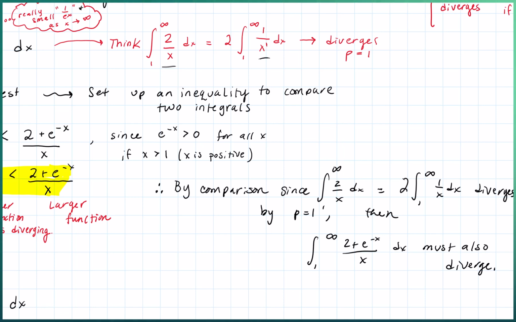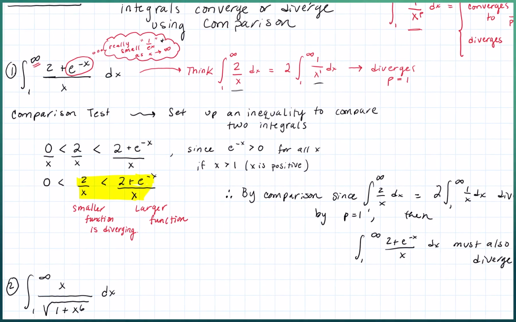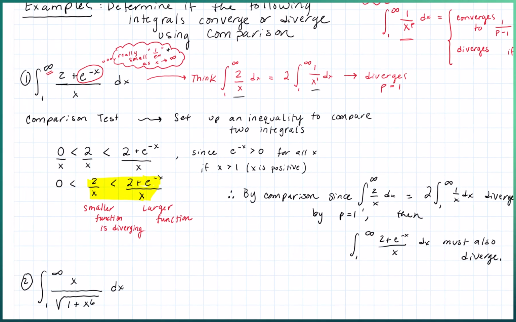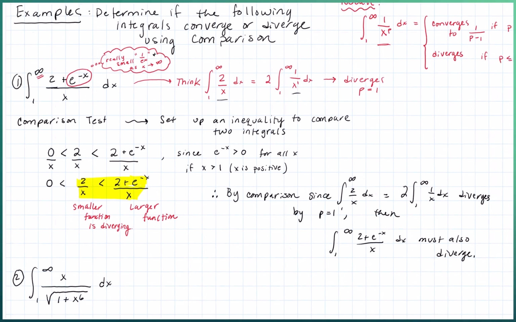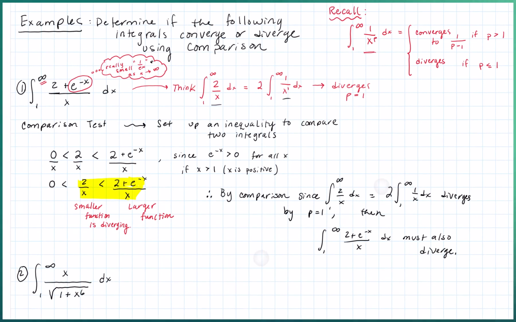And that's my conclusion. So we start off by determining what is it that we want to compare it to. So we thought about how that function was built, how that function was set up in the numerator there with just a 2 plus e to the negative x. Then we built the inequality so that we could compare to a diverging, in this case, diverging integral, and then stated the comparison test result.